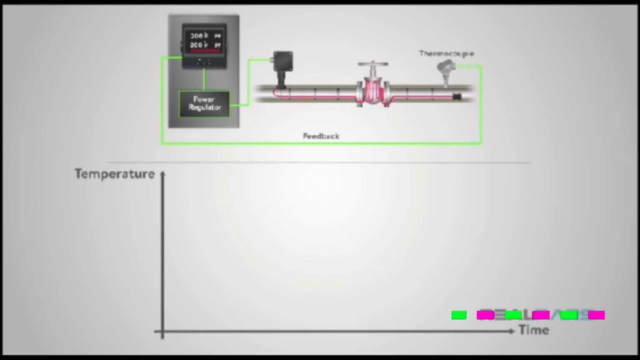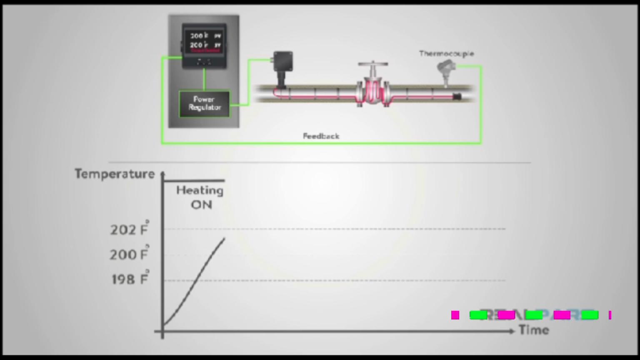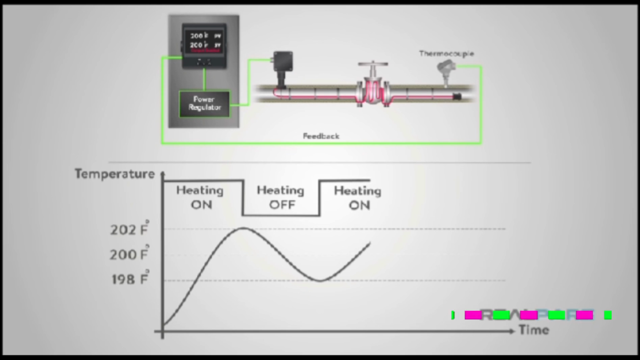Along with the set point of 200 degrees, we will set the controller at a couple of degrees above and below 200 as well. When the thermocouple reaches 202 degrees, it will turn the heat tracing off. When it reads 198, it will turn it back on. This is the simplest form of PID control.